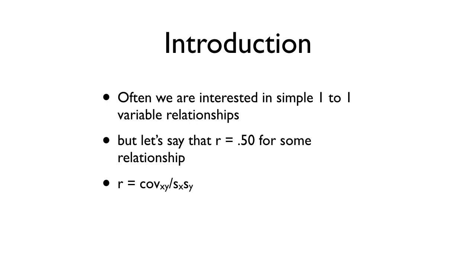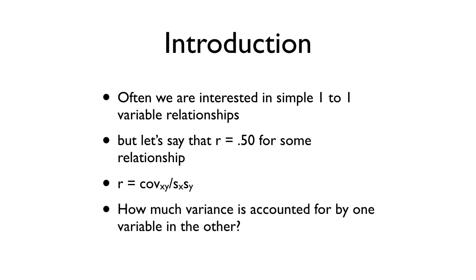Now, R equals the covariance of x and y divided by the standard deviation of x times the standard deviation of y. Right? So how much variance is accounted for by one variable in the other? In other words, how much variance do years of education and income share with each other? So shared variance. How much variance in income can we explain by variance in education? You have to start thinking of variance as a thing you can touch, which is kind of an odd thing to think about. I'll give you a couple of analogies as we go along.